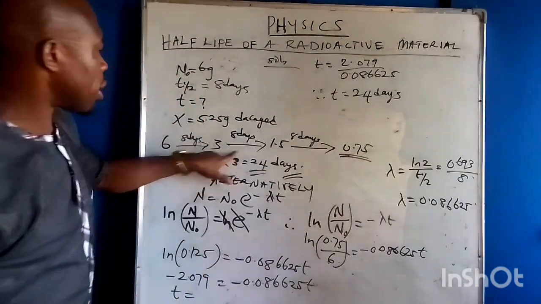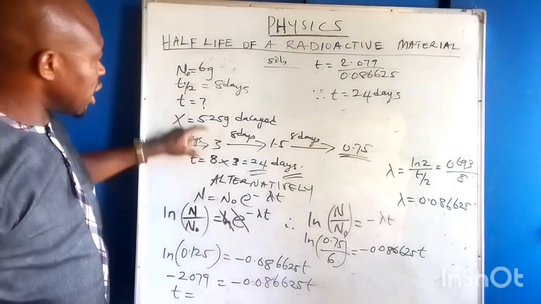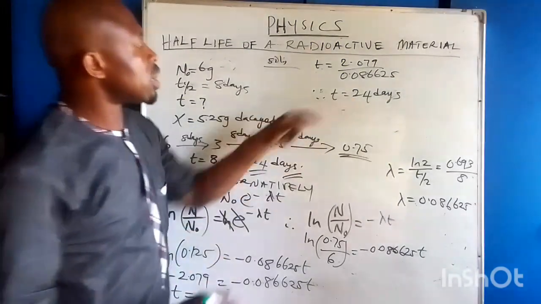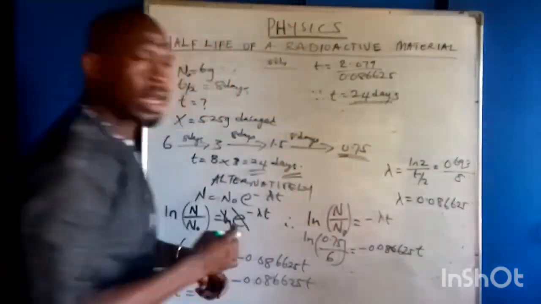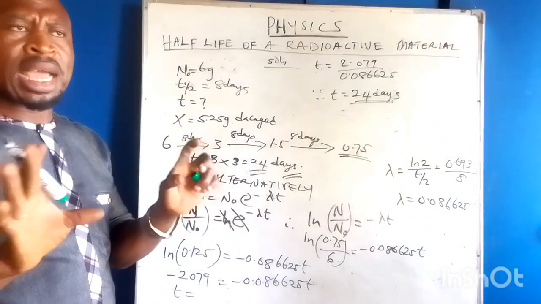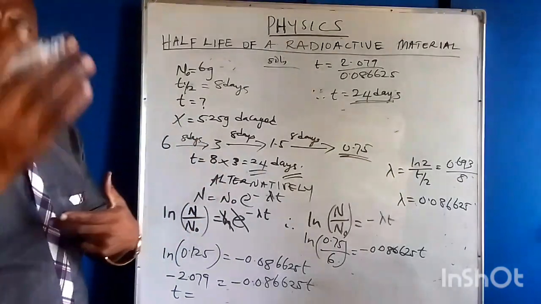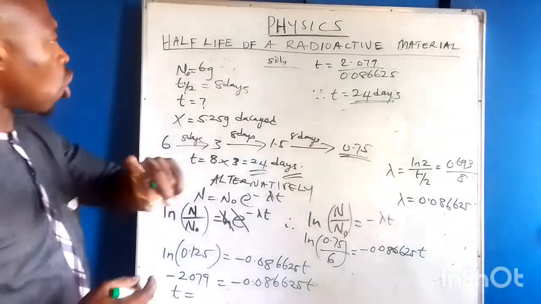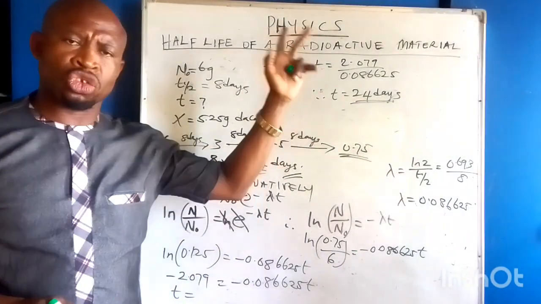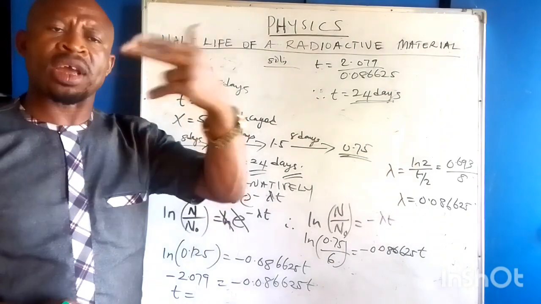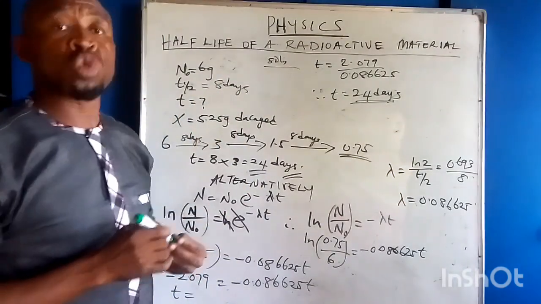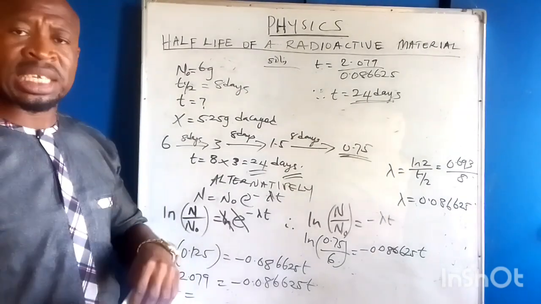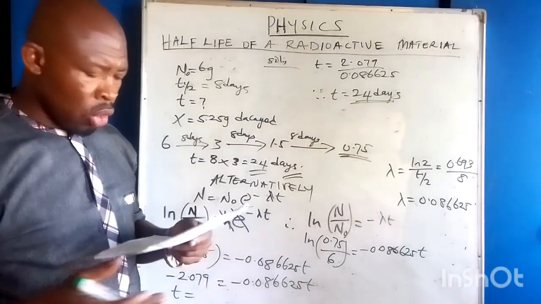Therefore, alternative 1 gave us 24 days, and alternative 2 still gave us 24 days. Whichever one is convenient for you, please use it. Remember, in exams, we don't award marks for taking a very long journey. We award marks for getting the right thing. Now, we'll take the next one. Any formula that is easier for you, please follow that one.